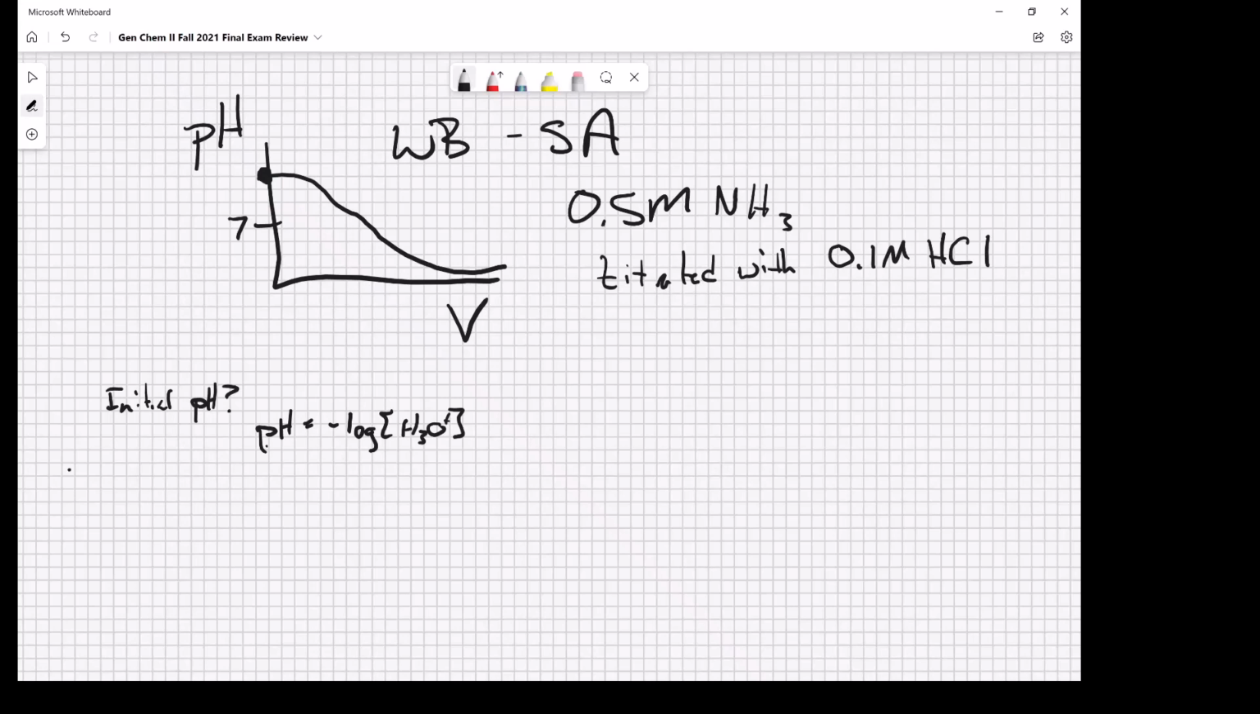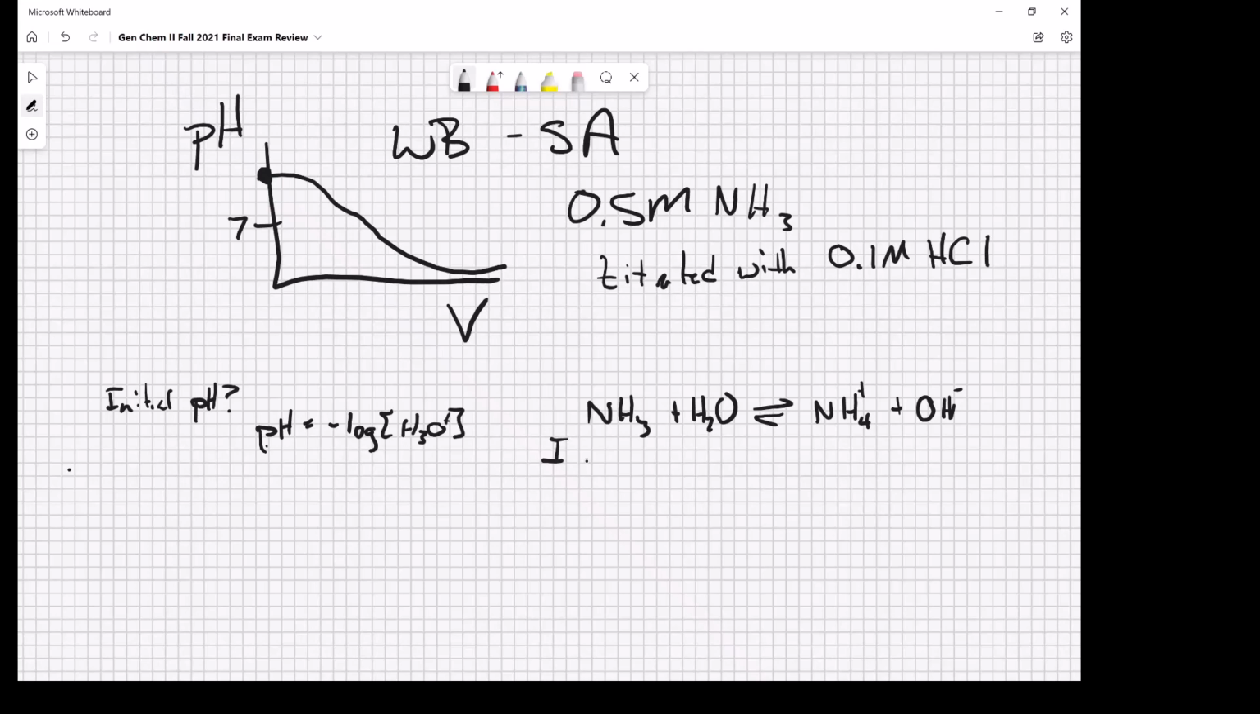Okay. So let's write the reaction out. This is a base, so we need the base ionization reaction. So the base ionization reaction says that our NH3 will react with water, and that will establish an equilibrium with NH4 plus and OH minus. Because this is the initial concentration, we haven't added any acid yet. So now we'll do the ice table.